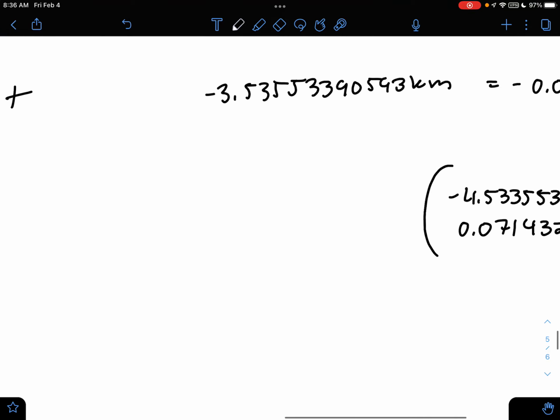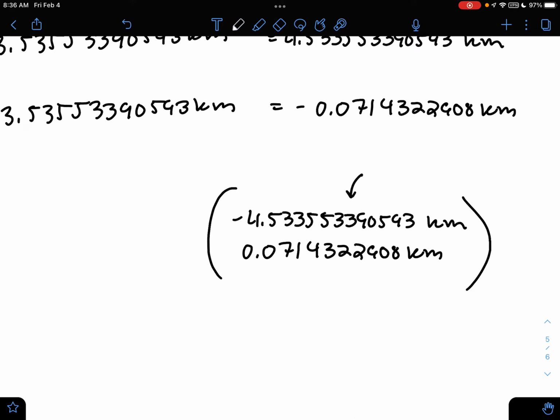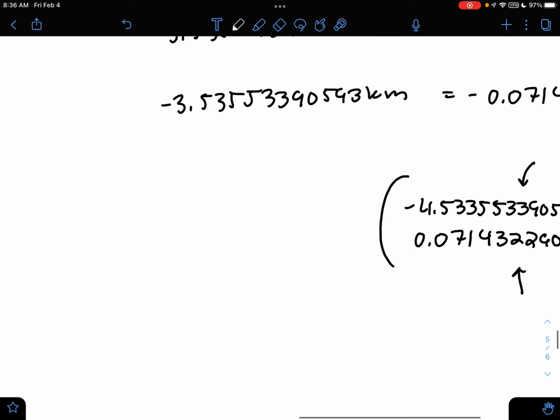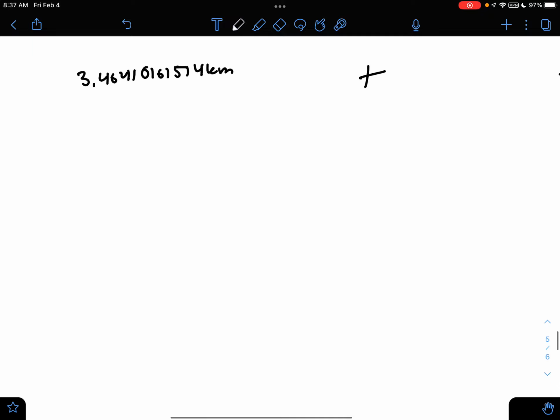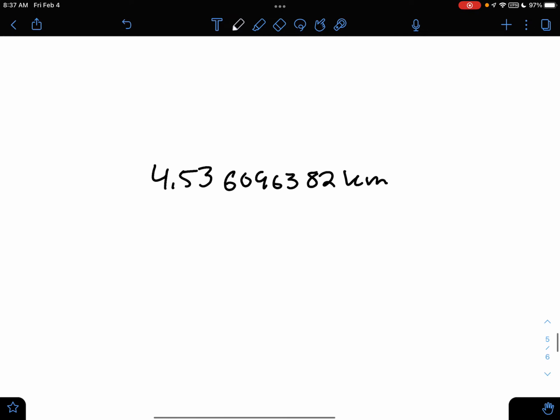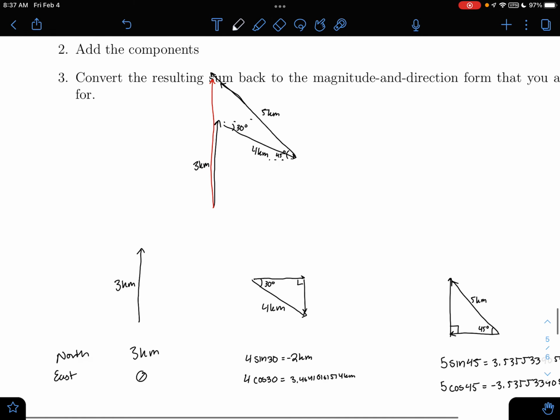Cool, let's get the magnitude. All right, so I'm going to square this one and square this one and take the square root, right? Our good friend Pythagoras. All right, and we're going to get a magnitude. Our hypotenuse is going to be approximately 4.536096382 kilometers, right? Now we can do the same thing. We want to find our angle, how to get from here back down to here.